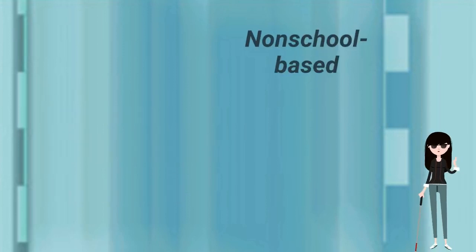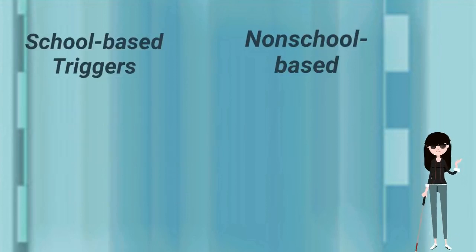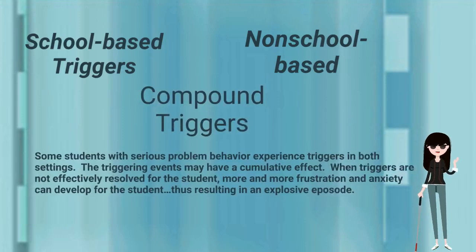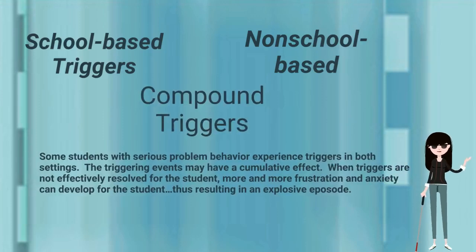Some students with serious problem behavior experience triggers in both settings. The triggering events may have a cumulative effect when triggers are not effectively resolved for the student. More and more frustration and anxiety can develop for the student, thus resulting in an explosive episode.